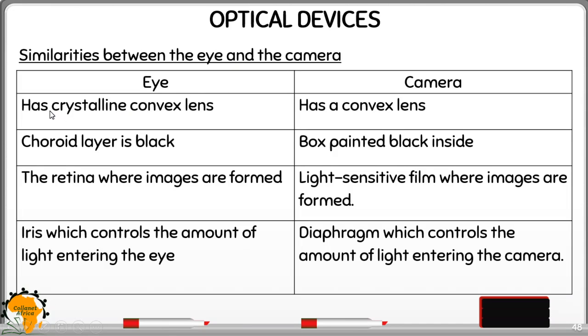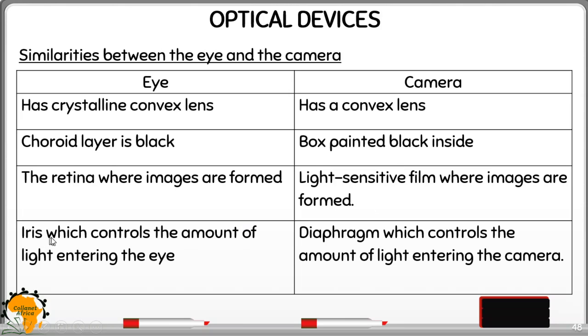One, we have seen that the eye has a crystalline convex lens, while the camera has a convex lens. Then the choroid of the eye is black. Then the inside of the camera is painted black. We have said that this will ensure that the stray light is absorbed. Then the images in the eye are formed on the retina. Then in the camera we have the film.